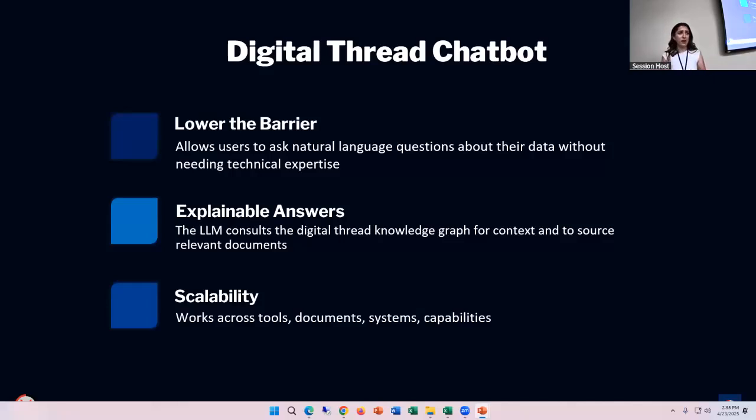But because MSPS is also a tool that is focused on portfolio analysis, we can also ask questions like, which capabilities are impacted if system X is retired? So the chatbot will consult the knowledge graph to make sure that the recommendations or the insights that it's generating are grounded in the user's data. So really, the digital thread chatbot brings the power of the digital thread to non-technical users, and it lowers the barrier of entry to their data.